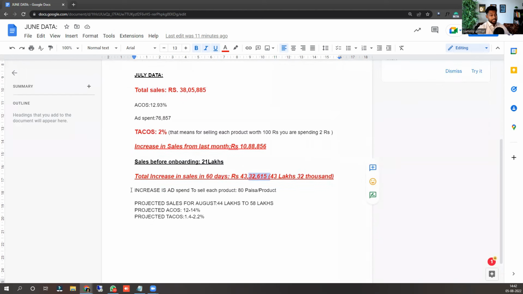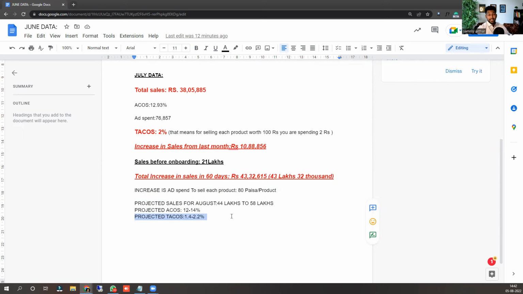You can see the increase in ad spend from June to July is around 80 paise. So that is how it is. We are also projecting the sales for this month. For August, it is around 44 lakhs to 58 lakhs in sales, with a projected ACOS of 12 to 14%, and a projected TACOS of 1.4 to 2.2%.